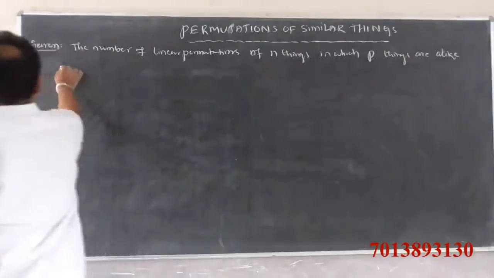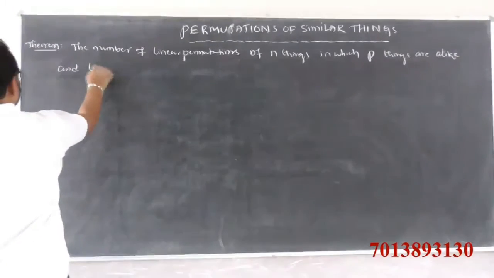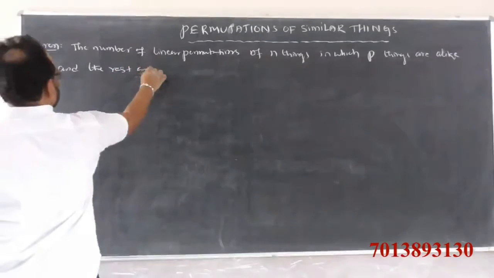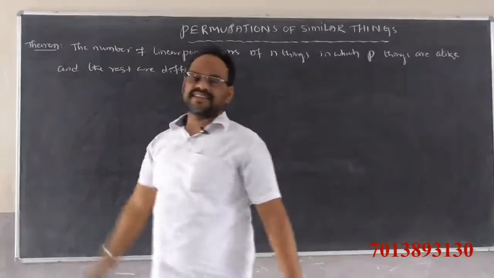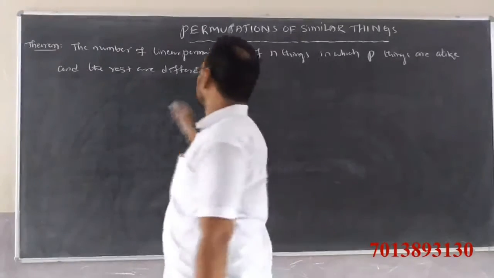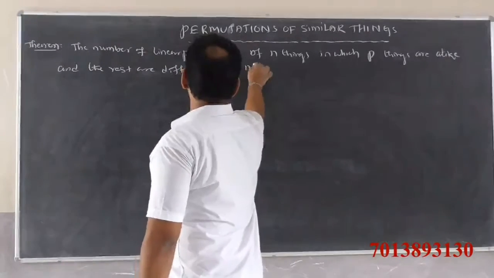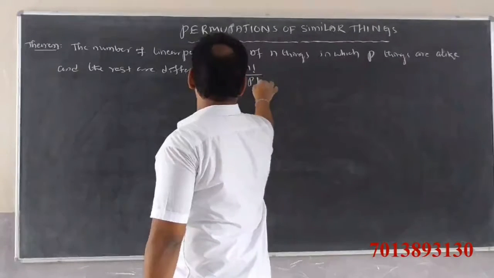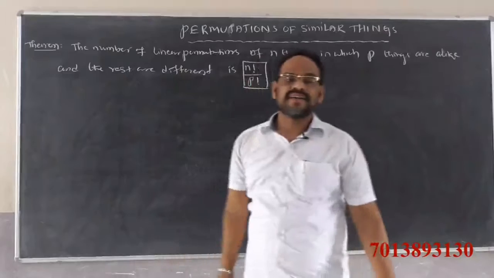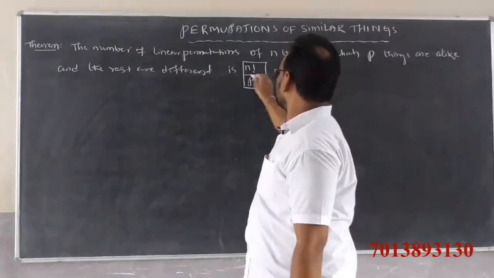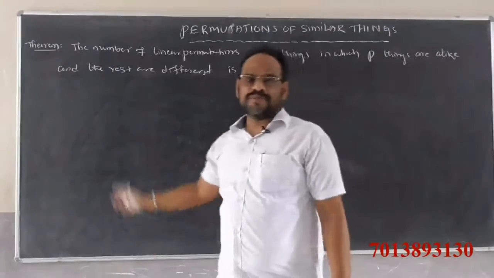The formula is n factorial by p factorial. N factorial by p factorial.